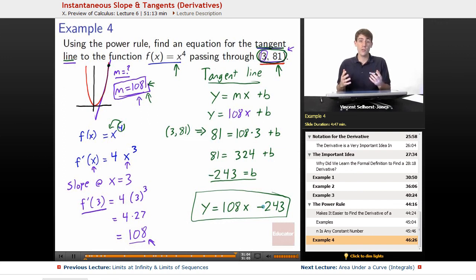And remember, when you work with the derivative, what you're looking at is the slope at that location, at that point or that horizontal location on your graph.